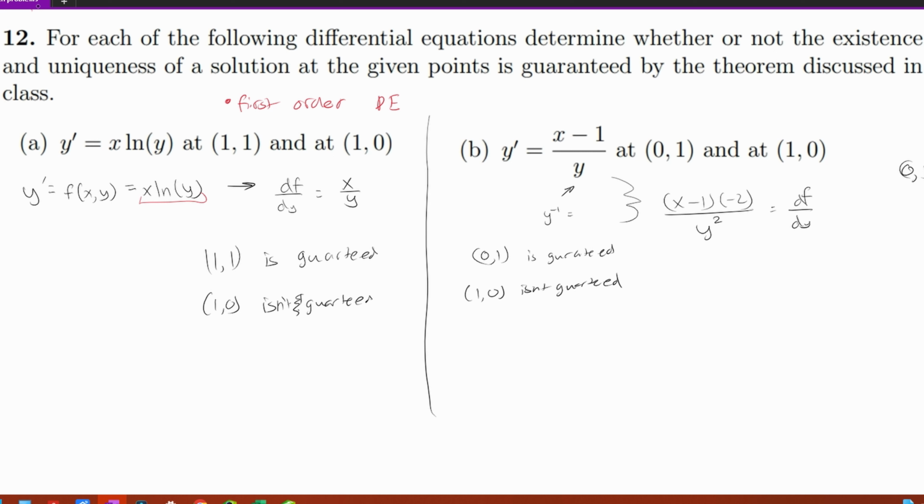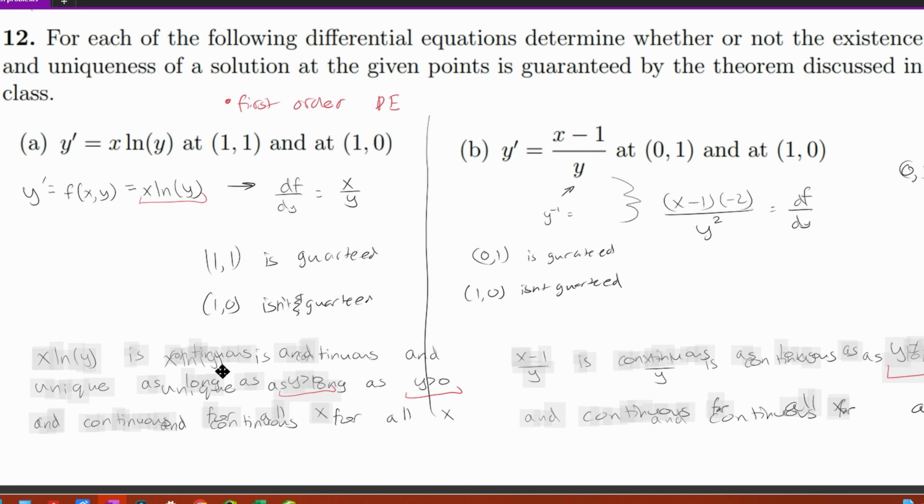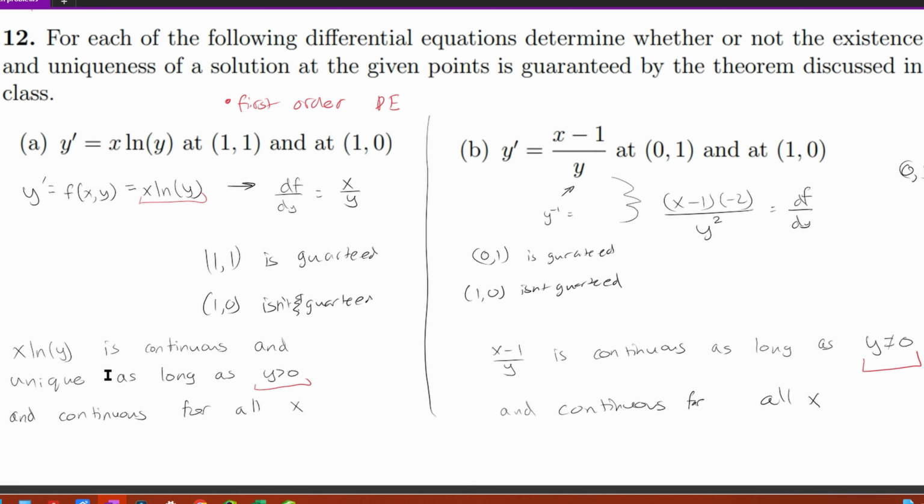And we can see this by plugging this in. If we plug these values in, we can see that since y is in the denominator, it's kind of the same problem with this one. Now, how we would go about writing this is like the following right here. So for this first one, we have x ln y is continuous and unique as long as y is greater than 0 and continuous for all x.